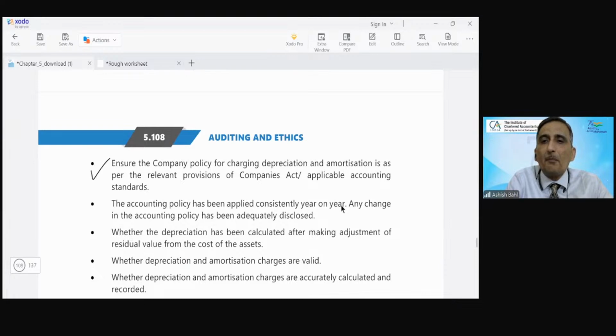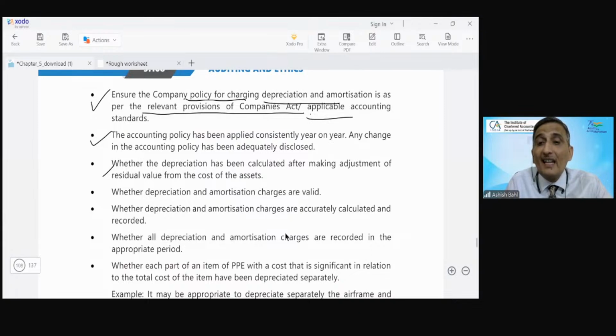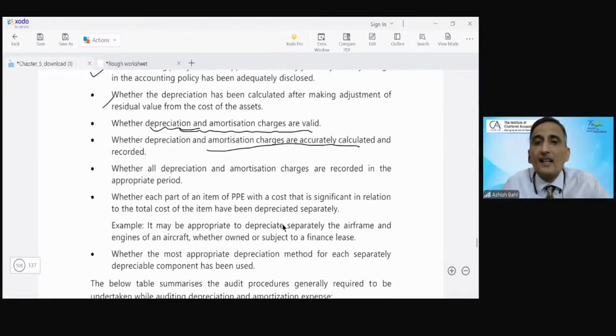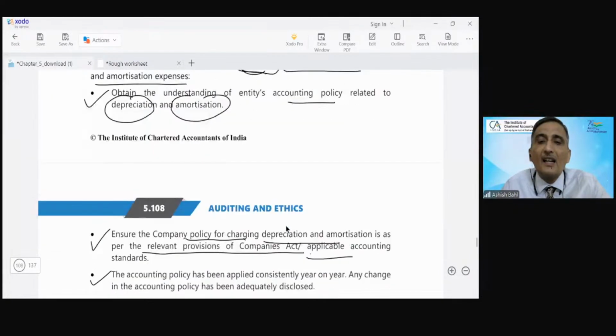Ensure the company policy for charging depreciation and amortization is in accordance with the relevant provisions of Companies Act or the applicable accounting standards. Accounting policies applied consistently on a year-to-year basis. Calculation of depreciation. Whether depreciation and amortization charges are valid. It means that in fact these needed to be recorded. Probably the point that Ritika has made. Depreciation and amortization charges are accurately calculated. So accuracy assertion, whether the depreciation and amortization charges are recorded in appropriate period. So these are different attributes which an auditor needs to verify.